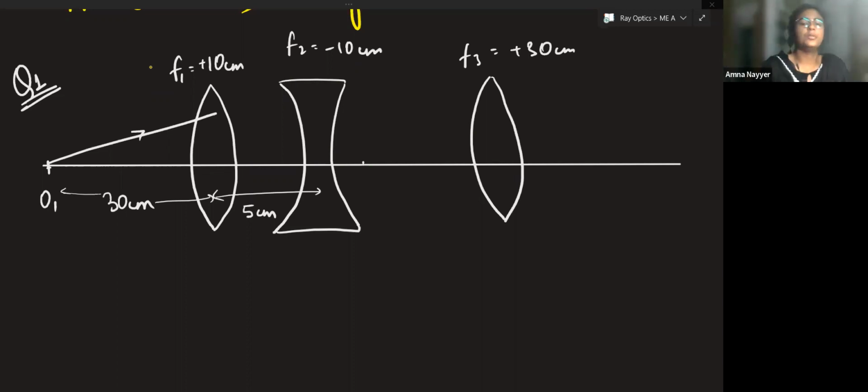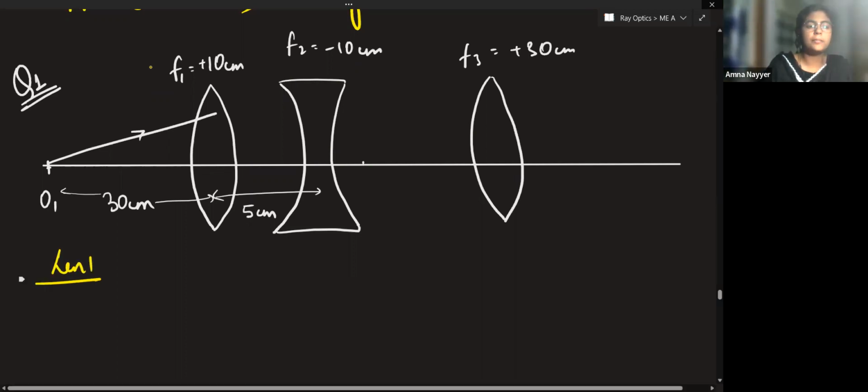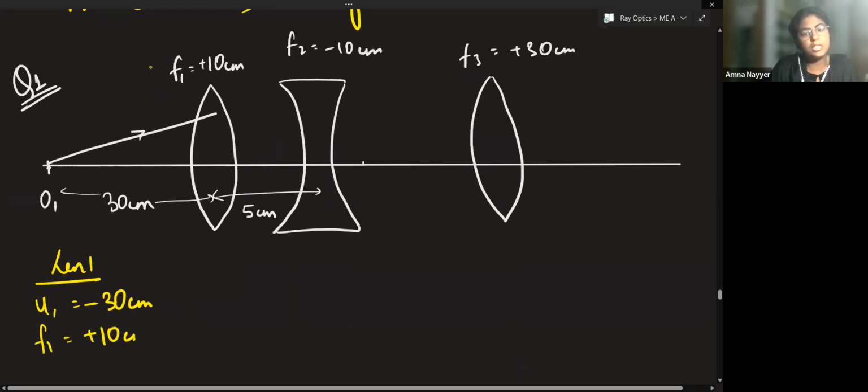So see, for lens one, if this is your lens one, what is the object distance? Here the object is kept at this distance from this lens. So object distance will be minus 30 centimeters. And focal length for this is plus 10, no? Yes, focal length is plus 10 centimeters.